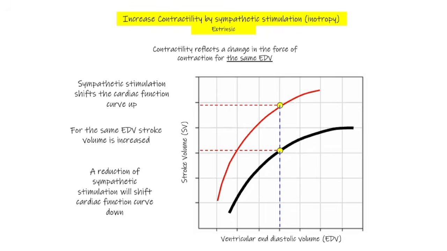Recall that parasympathetics do not have any meaningful innervation of ventricular muscle, but we can reduce contractility by simply decreasing sympathetic stimulation of the ventricular muscle.